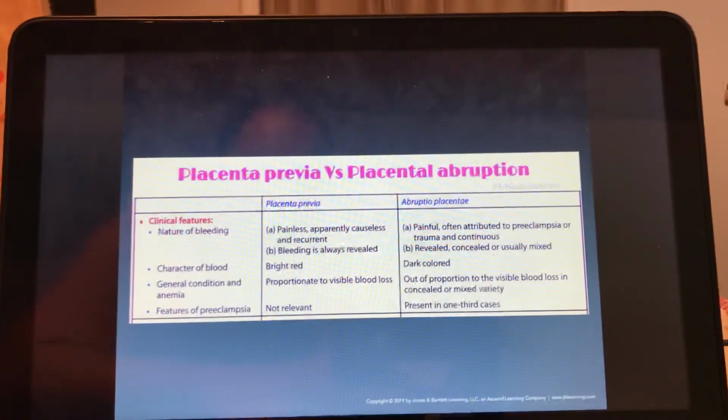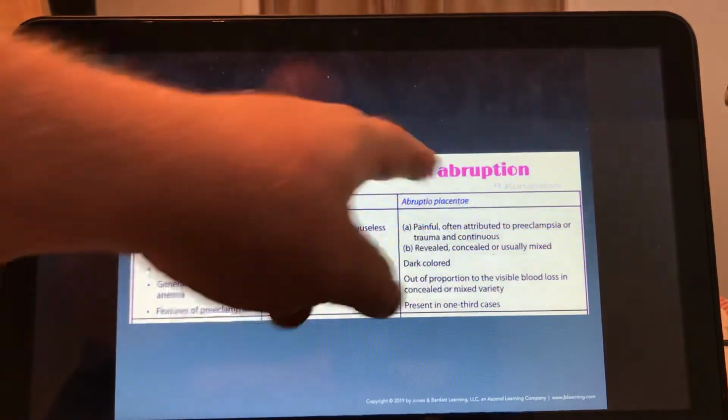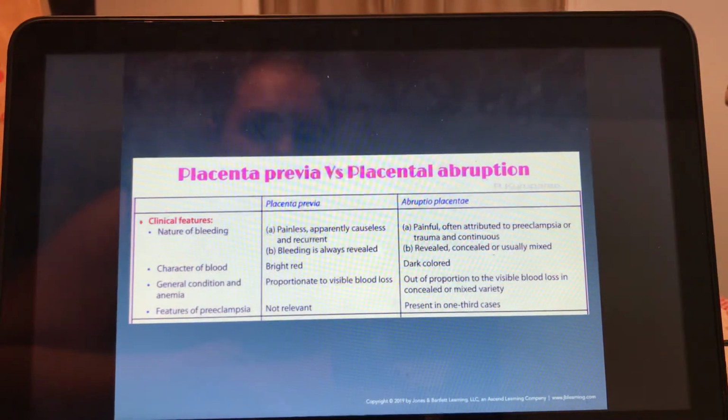I threw this slide in here to remind you, so you can have an actual written down assessment: placenta previa versus the abruption. Again, abruption will be painful, tearing. They say dark colored blood. Where placenta previa will supposedly be bright red blood, and it's painless.